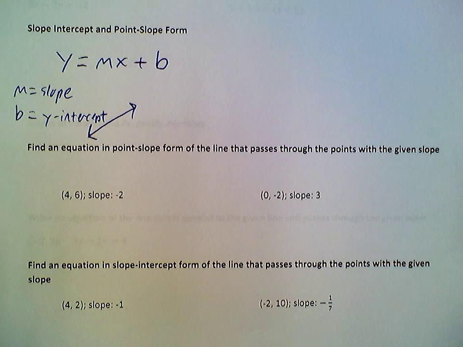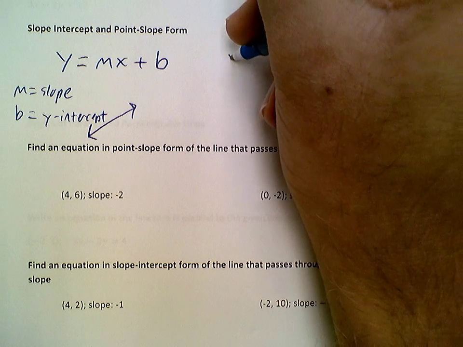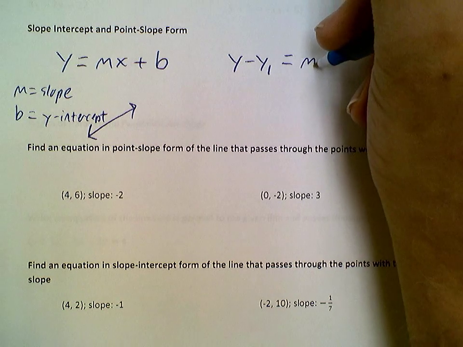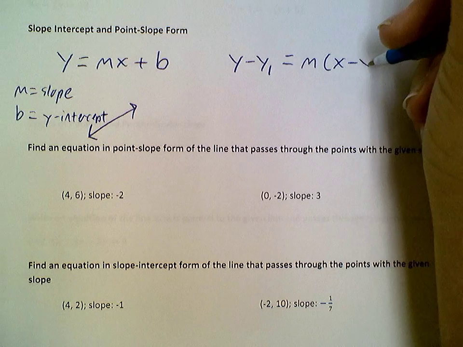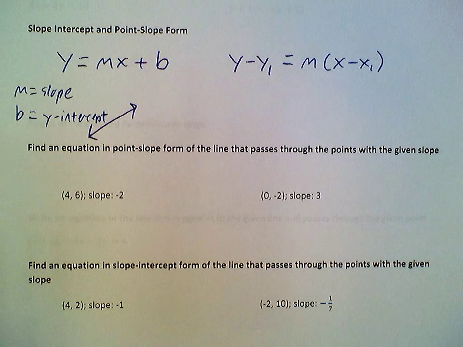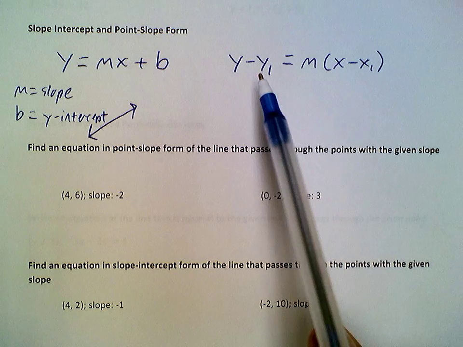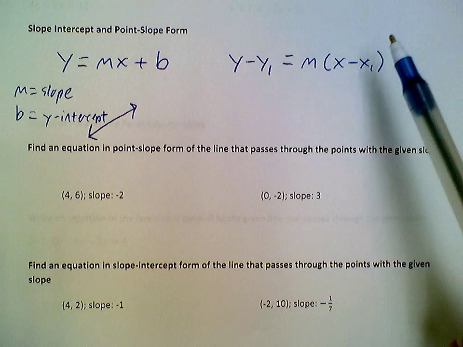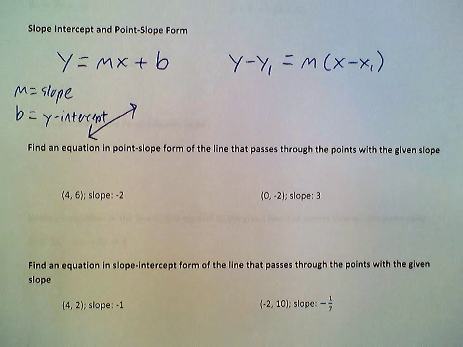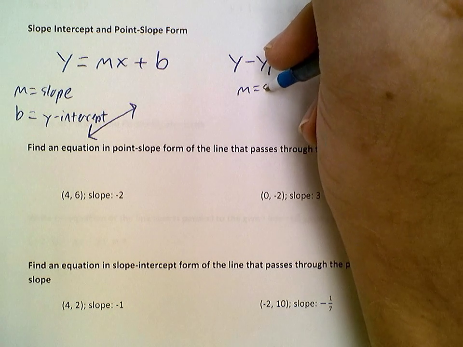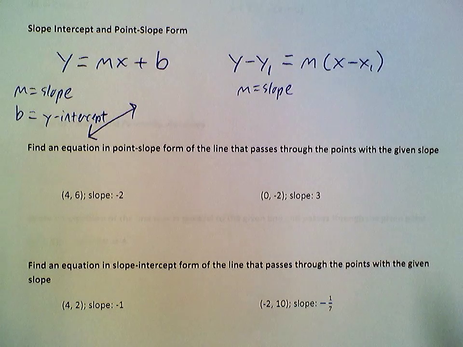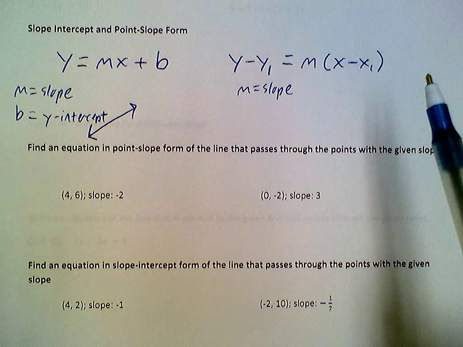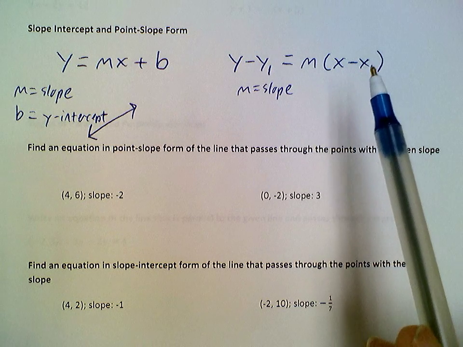Point-slope form is written like this: y minus y1 equals m times x minus x1. So what do these stand for? Well, x and y are still just variables, representing the infinite number of points that are on my line. M is still the slope of my line. And the reason this is called point-slope form is because it identifies a point that the line goes through. The point that the line goes through is x1, y1.